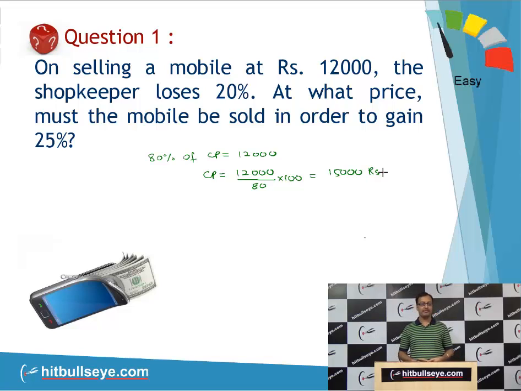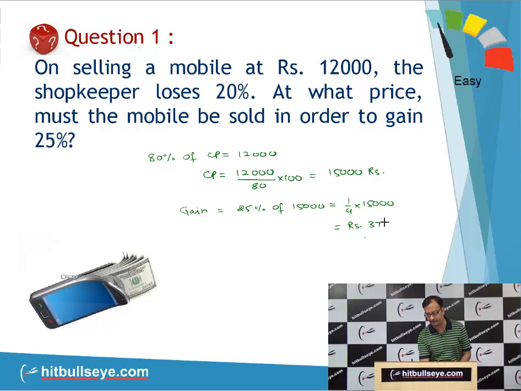Now further it is given, at what price must the mobile be sold in order to gain 25%. Now can we calculate the gain as 25% of the cost price? So 25% is 1/4. So this 1/4 value for 15,000 comes out to be rupees 3,750, which means the new selling price must be the cost price 15,000 and the new gain required rupees 3,750, which finally comes out to be rupees 18,750. So let us move to the second question.